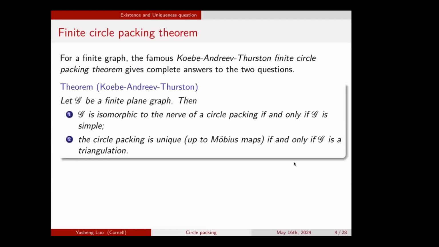Right, so perhaps the first theorem that addresses all of these questions is the theorem by Koebe-Andreev-Thurston, the famous finite circle packing theorem.